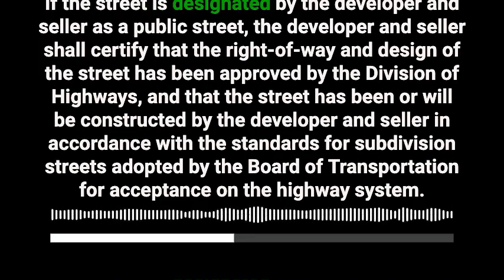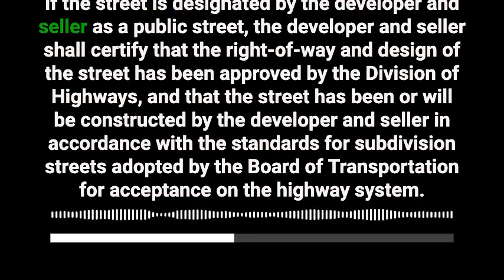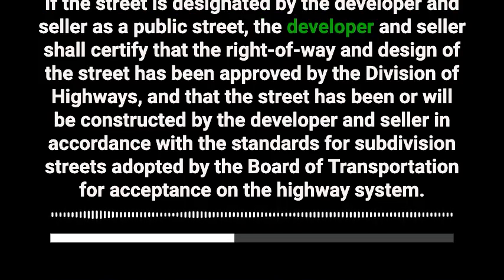If the street is designated by the developer and seller as a public street, the developer and seller shall certify that the right-of-way and design of the street has been approved by the Division of Highways, and that the street has been or will be constructed by the developer and seller in accordance with the standards for subdivision streets adopted by the Board of Transportation for acceptance on the highway system.